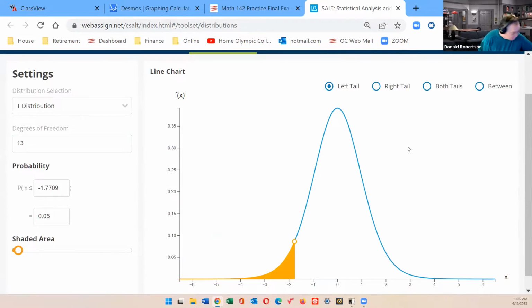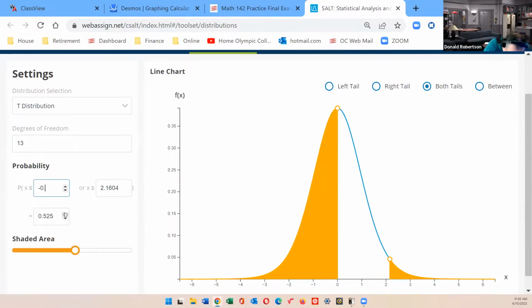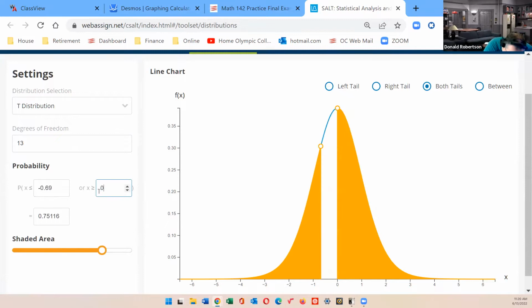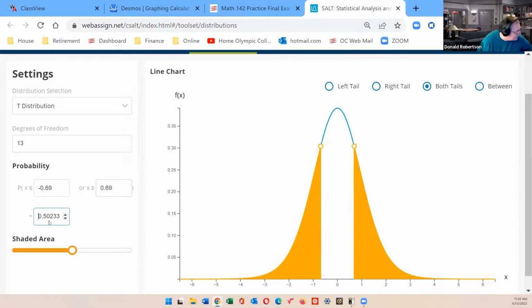Now, they told us in this story what the t-score was and that it was not equals to. So both tails is what you do with a not equals to. And then you put in negative 0.69, the t-score. And on the other side, you put the positive 0.69. And there you go. That is the p-value.